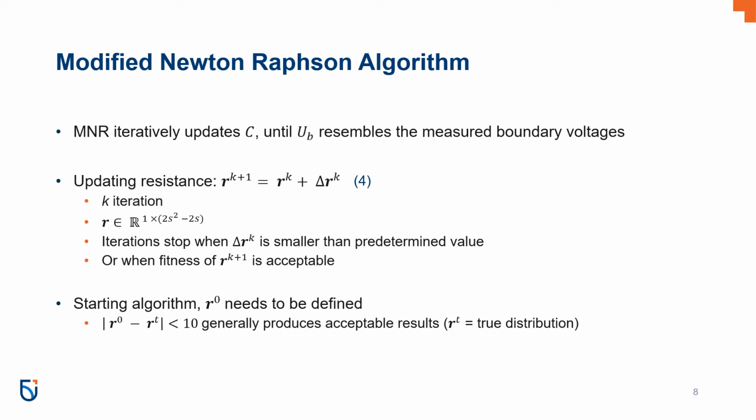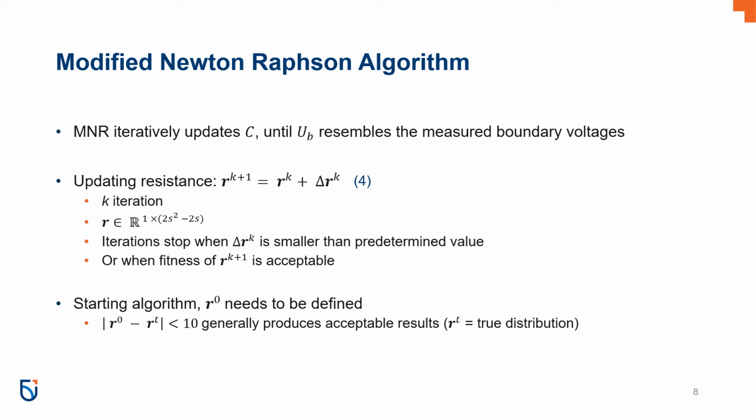Updating the resistance is simply adding a delta RK term to the current resistance vector in each of the iterations of modified Newton-Raphson. And we'll explain how to get that delta RK term in the next slide. Essentially, it will keep repeating this process until the calculated boundary voltages are very close to the measured boundary voltages.